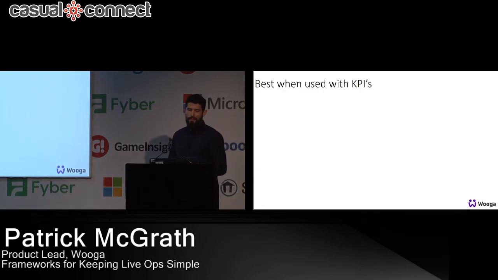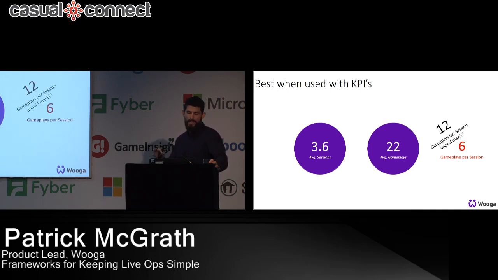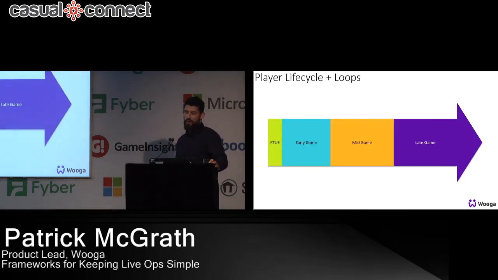And I do want to note that it's best when you can use this with KPIs, but you don't need to. So just for an example, on June's Journey, we had an average 3.6 sessions and 22 gameplays, right? So that's about 6 gameplays per session. And since it's already red, you're probably thinking it's not good, which it is not, because we give the player 12 free max gameplays. So obviously we're having a problem here, and trying to understand why, we can go to our 2 frameworks.